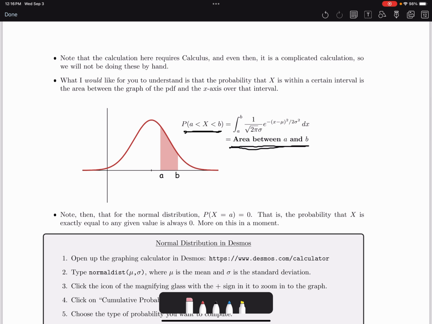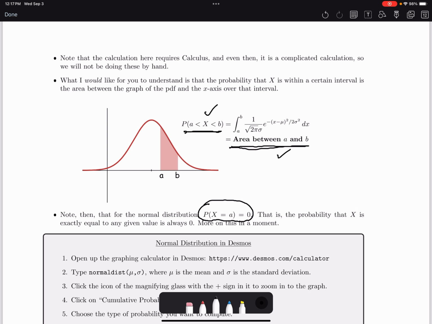Immediately, there's an interesting thing about continuous distributions like the normal distribution, and that is that the probability of observing any particular value is always going to be 0. The probability that x equals a is always 0, regardless of what a is. We're going to talk about this in a little more detail in a second, but one reason to see why is because these probabilities have to be equivalent to areas.